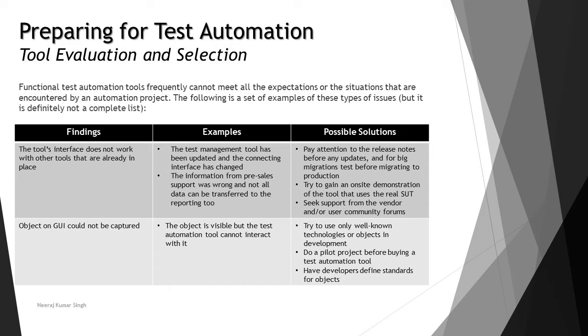So here are some quick things which I would like to read out for you, and I think they are very straightforward to understand. We have three things here: findings, examples of that, and possible solutions. Possible solutions apply if the application meets those criteria; if not, you cannot do that. First: the tool's interface does not work with other tools that are already in place. Example: the test management tool has been updated and the connected interface has changed. Another example: the information from pre-sale support was wrong and not all data can be transferred to the reporting tool. Generally it is about the integration and interface exchange between two tools.